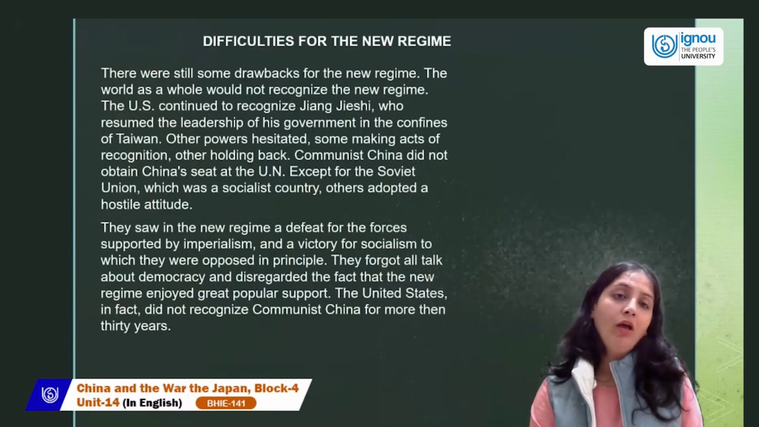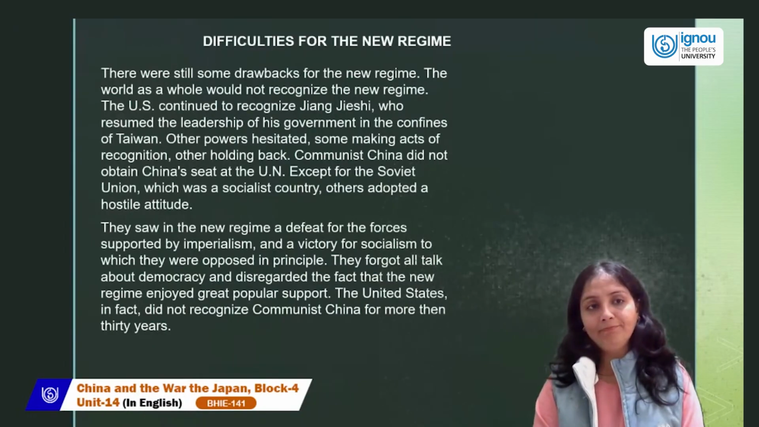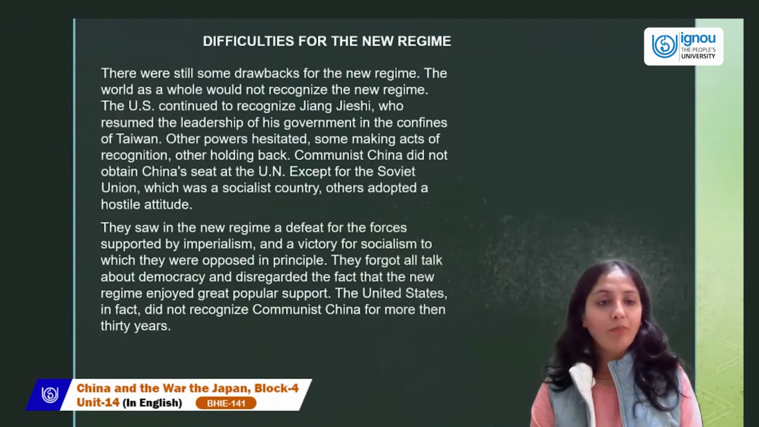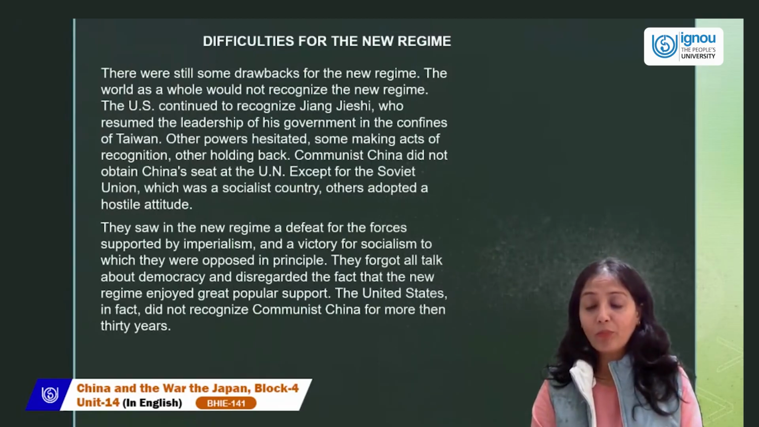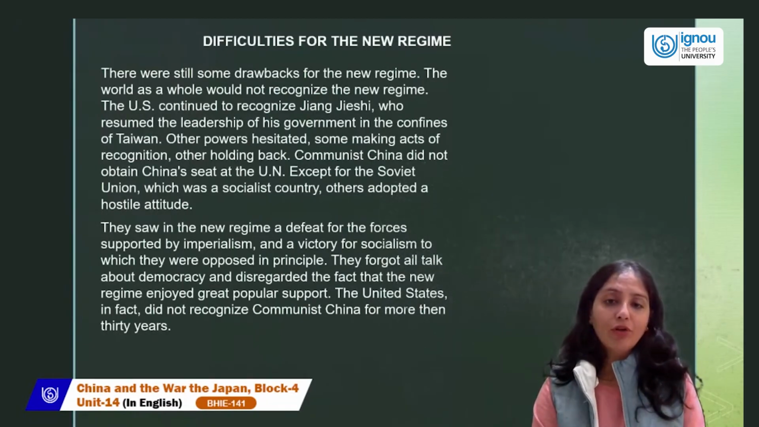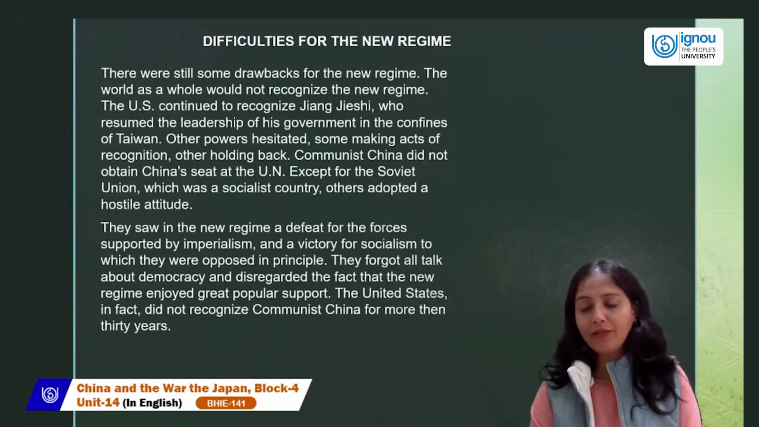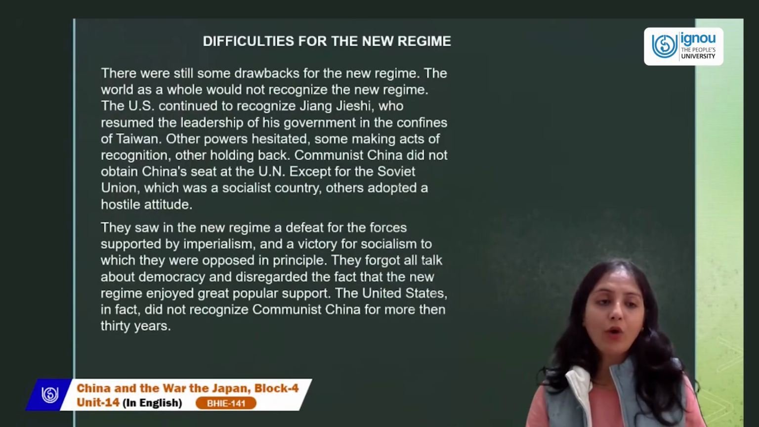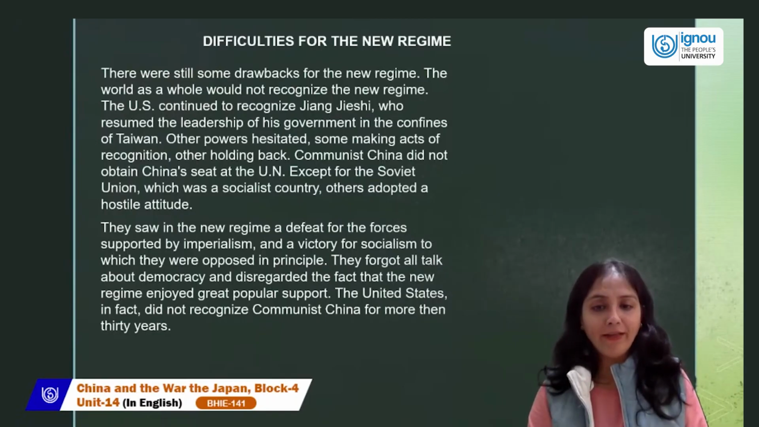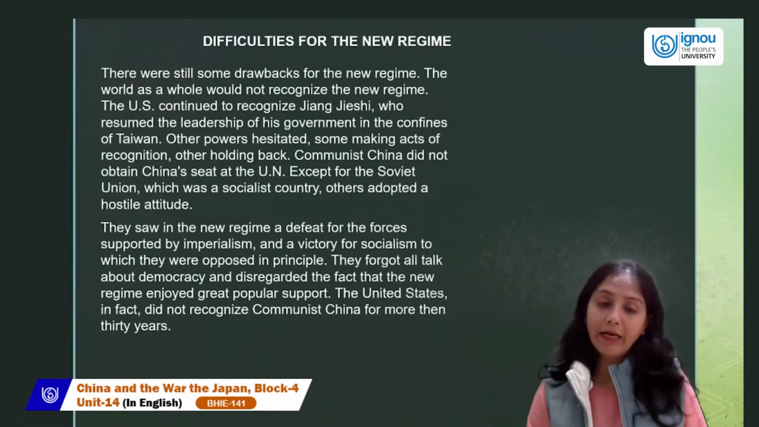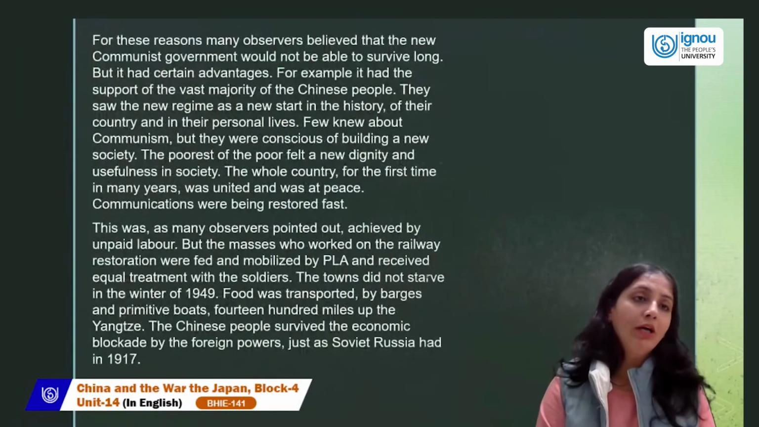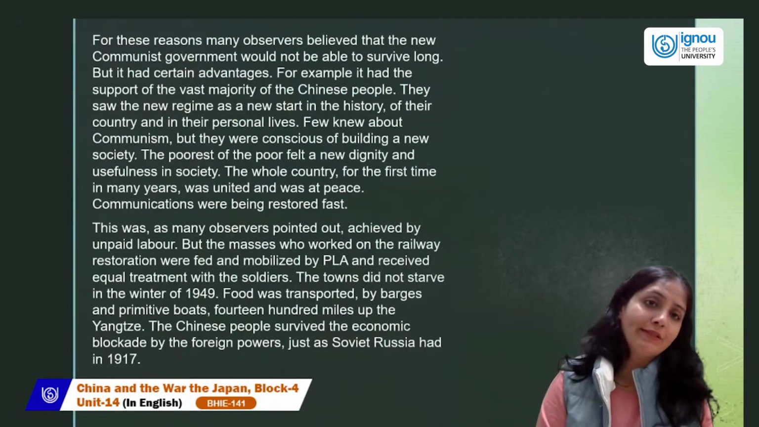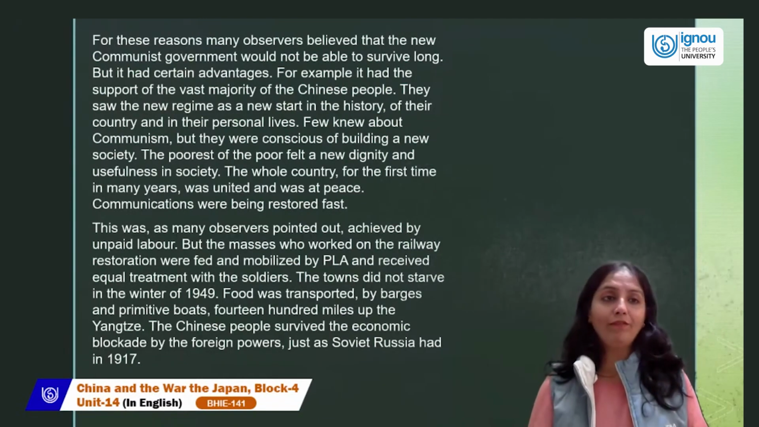The world as a whole would not recognize the new regime. They saw in the new regime a defeat for the forces supported by imperialism, and a victory for socialism, to which they were opposed in principle. They forgot all talk about democracy, disregarded the fact that the new regime enjoyed great popular support. For these reasons, many observers believed that the new communist government would not be able to survive long.